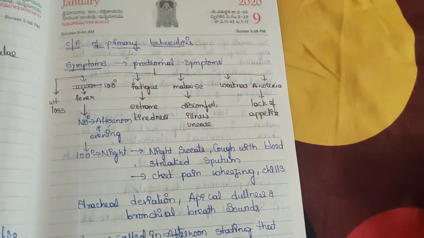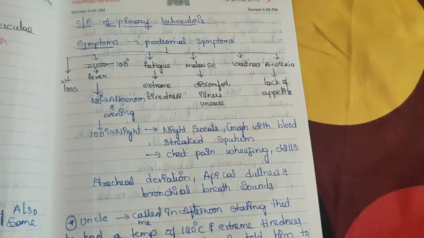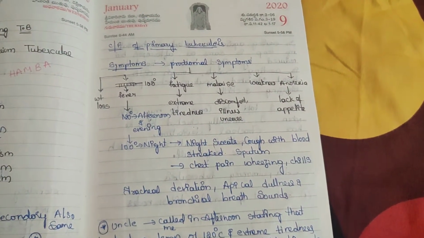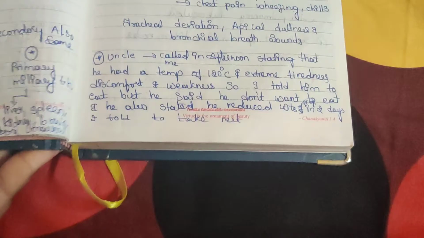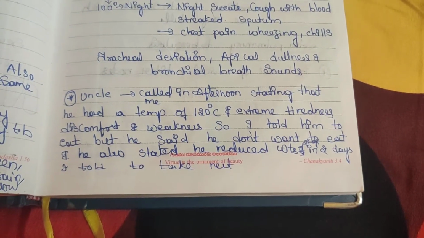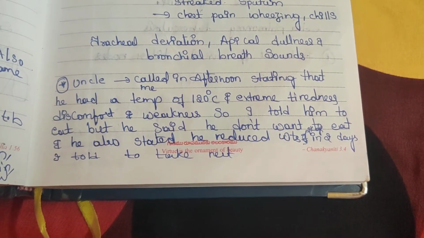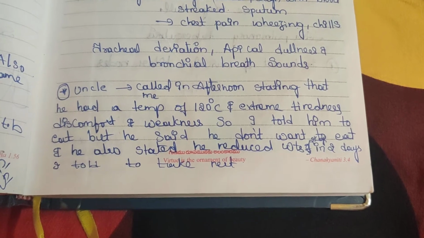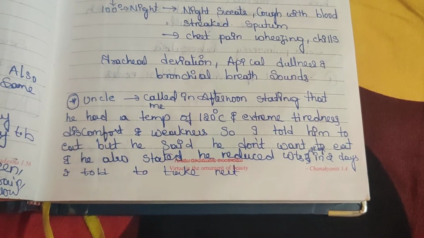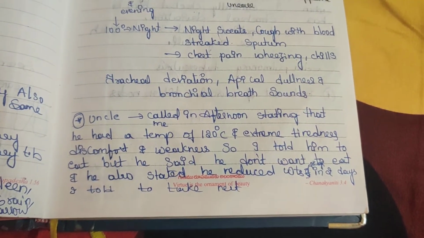Next, the clinical features of primary tuberculosis. Here I am going to tell one story so that you can remember all the clinical features and write them in your exam. One day my uncle called me in the afternoon stating that he had a high temperature and extreme tiredness, discomfort and weakness. So I told him to eat, but he said he didn't want to eat, and he also stated that he had lost about 2 kgs in 2 days.